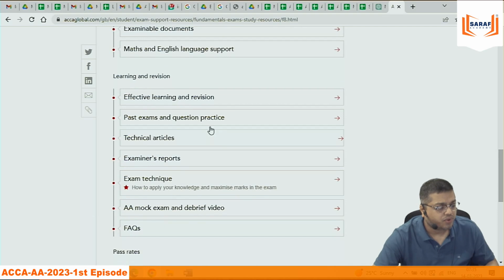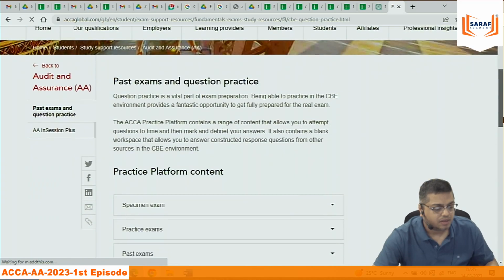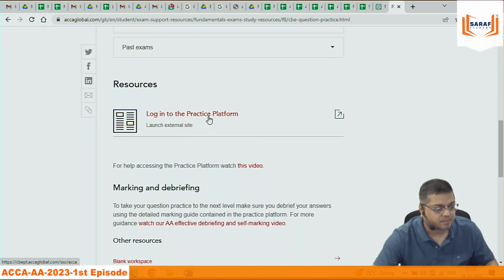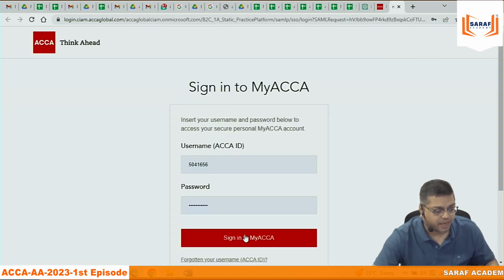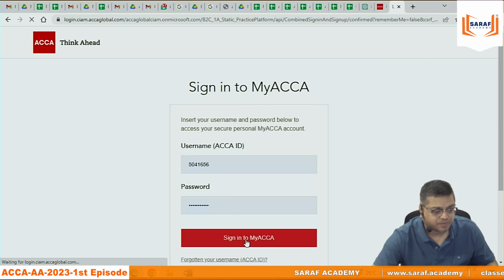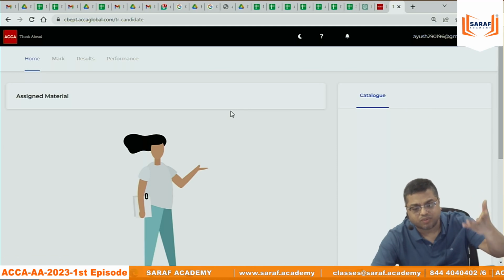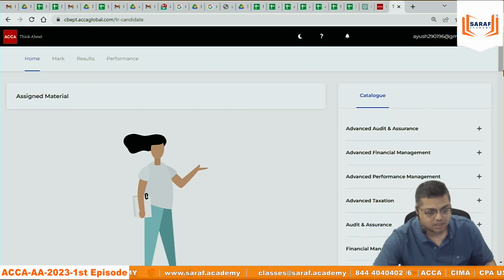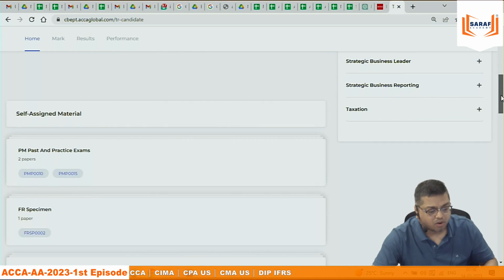Now, if we go into the past exam questions practice, we need to log in with our ID and password of ACCA. So you all have your ID and password, you will put it here. I am using a student ID and password. Once we log in, they take us to a different website, where there are 4 tabs on the top: home, mark, results, and performance. And then there are all the subject details.